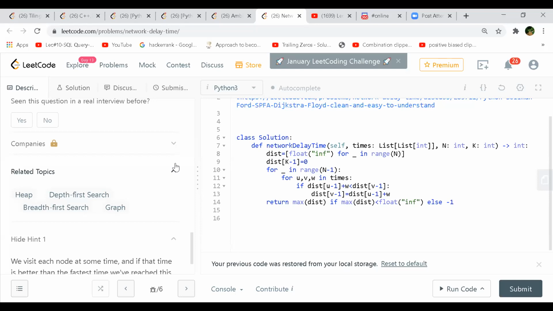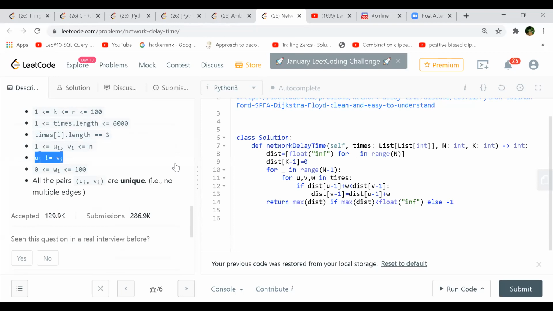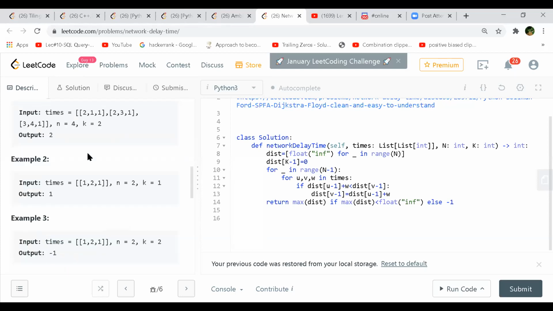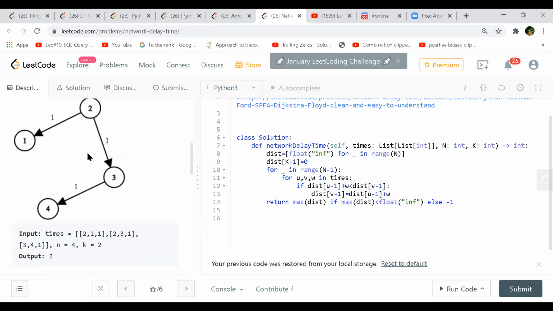Let's say 1 to 2, you started your call from 2, but you can't go to 1, right? In the third example, -1. So you were about to start from 2, but you can't go to 1 using the DFS, right? So that will give -1. But what about the first case? First, you are starting from 2.